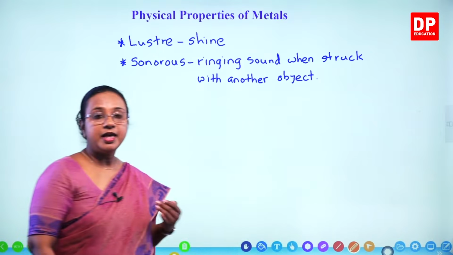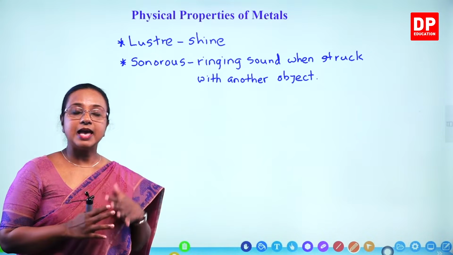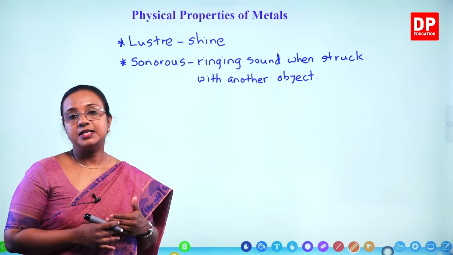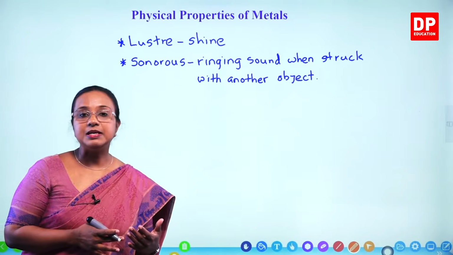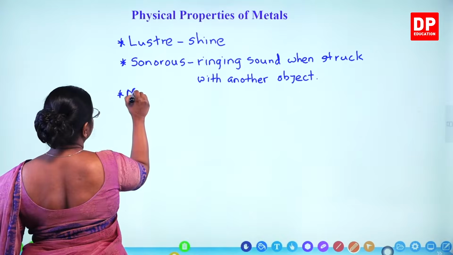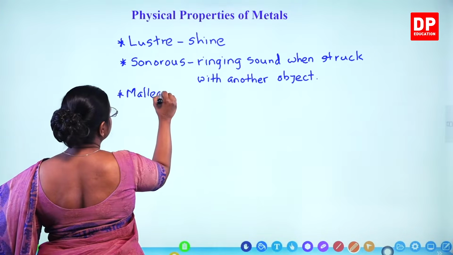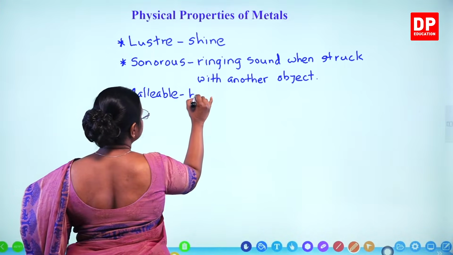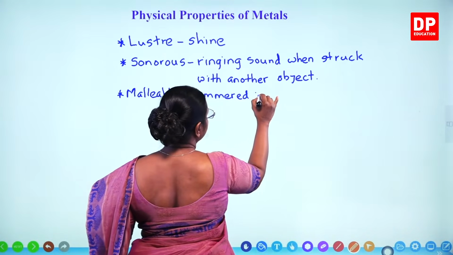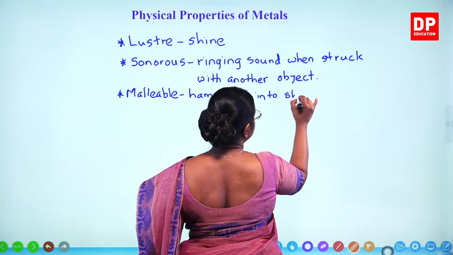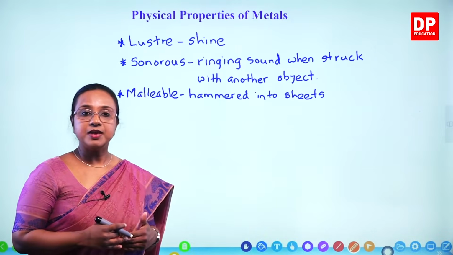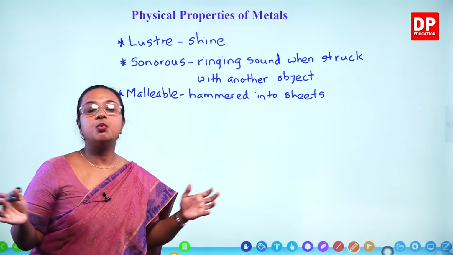Okay. Then you know that metals can be hammered into sheets. That property is known as malleability. So metals are malleable. That means they can be hammered into sheets by applying pressure. The same way they can be drawn into wires.